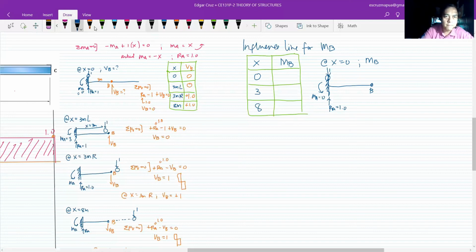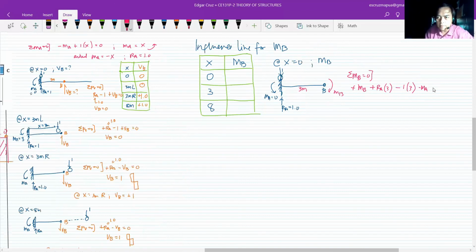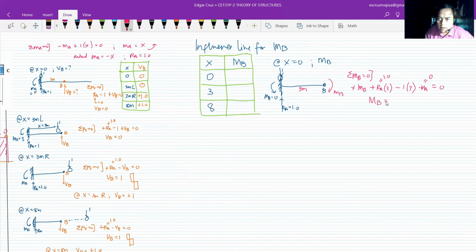Okay, so therefore, anong moment natin sa B? Ay, di, summation moment tayo sa B is equal to 0. Sige, assume tayo ng direction. So, that is clockwise, positive. Tapos yung RA times ilan to? 3 meters, di ba? Yung point B. So times 3. Tapos yung unit load 1 times 3 meters din. Tapos minus MA equals 0. Eh yung MA natin 0. Tapos yung RA natin 1. So therefore, what would be our MB? Eh di 3 minus 3 minus 0. Eh di 0 din yung MB. Okay? So 0 din yung MB. Ayan. O next.